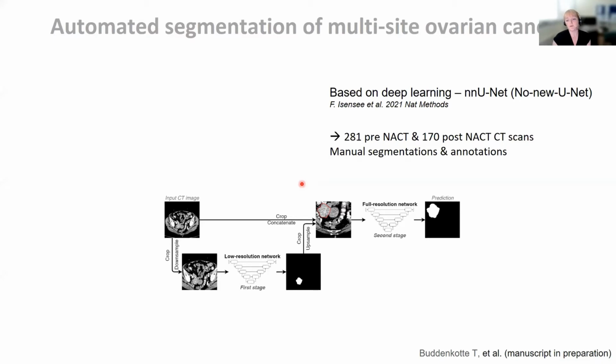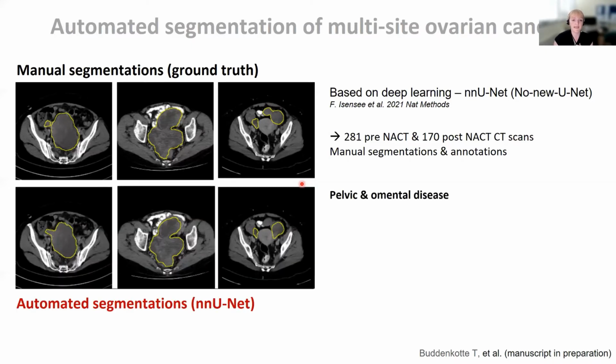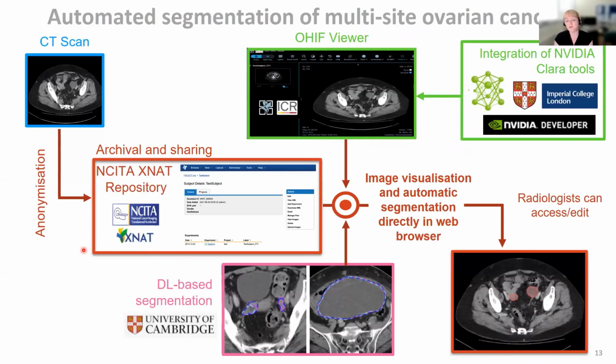And Thomas Budenkotter, who is a PhD student, is working on adapting the nnU-Net to our needs, basically, and he has a data set of, again, CT scans prior to neoadjuvant chemotherapy and after neoadjuvant chemotherapy. He uses our manual segmentations as the ground truth, and this is a nice comparison of a case with the manual segmentations on top and the automated segmentations shown just below. And for the disease that is located in the pelvis and also in the omentum, these are the two most common manifestations of the disease. For these locations, the automated segmentation works quite well, and it has the potential to save us a lot of time. And of course, only with these extensive segmentations are we able to compute radiomics.